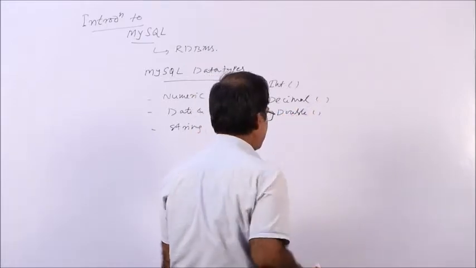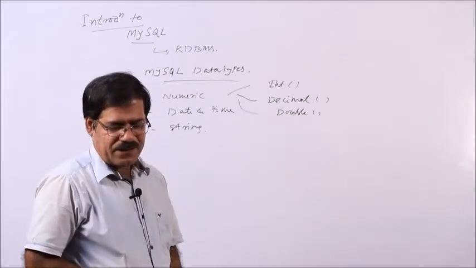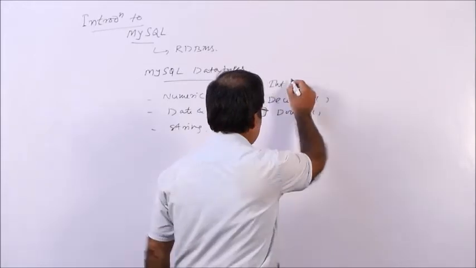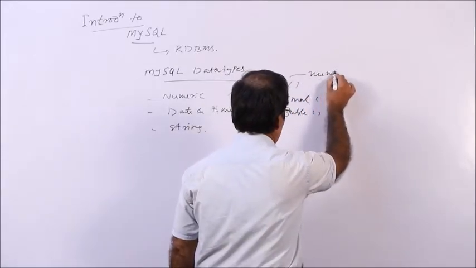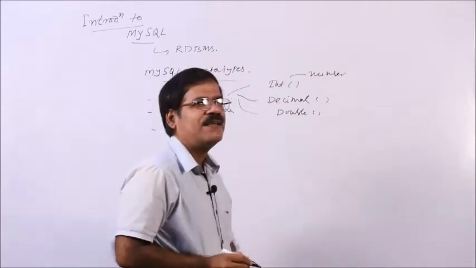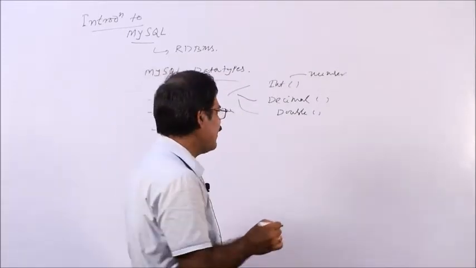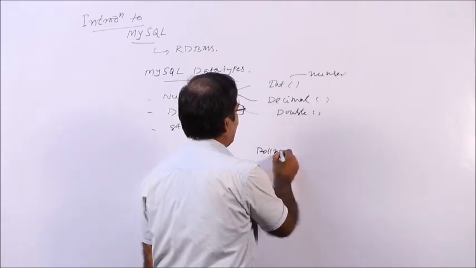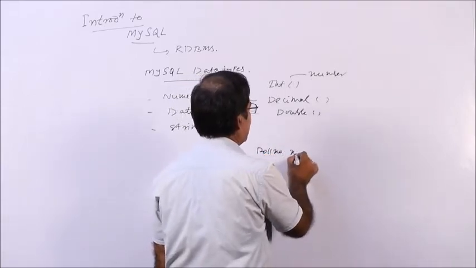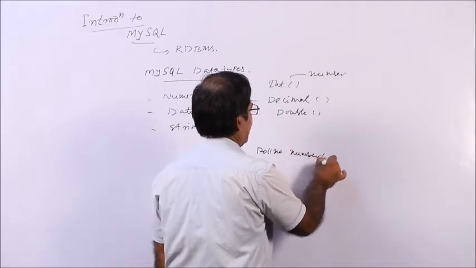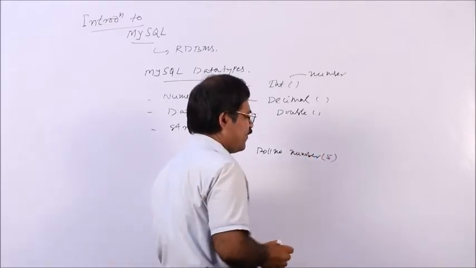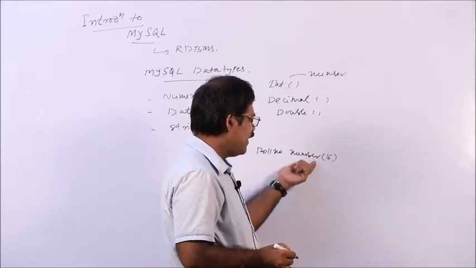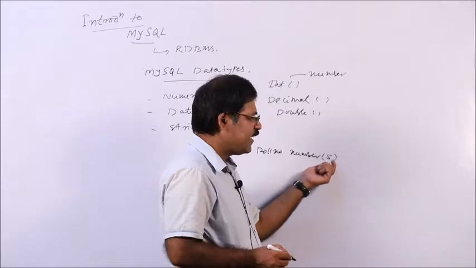So, these are different types. Int means integer number. So, integer type means it is a number type, a number without any decimal points. Suppose I declare roll number. Roll number is of which type? Roll number is of integer type or a number type. Let the size be 5. So, I give the size. What is the size of that particular roll number? The size is 5.